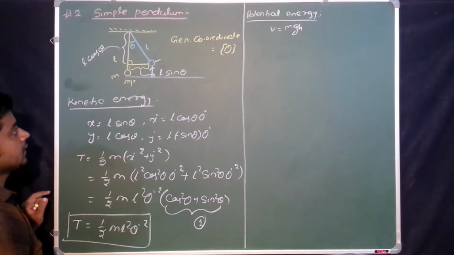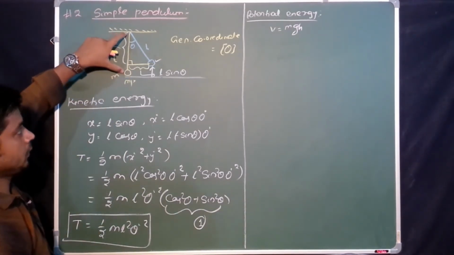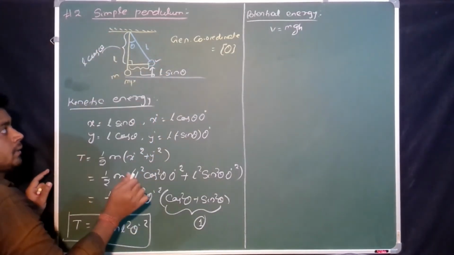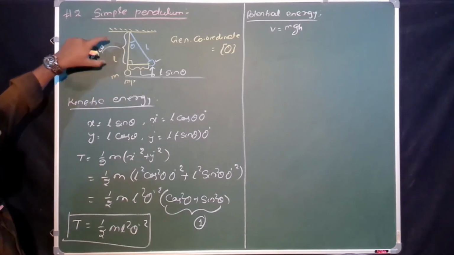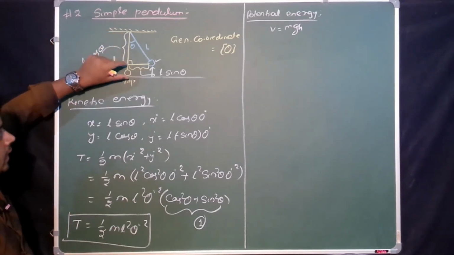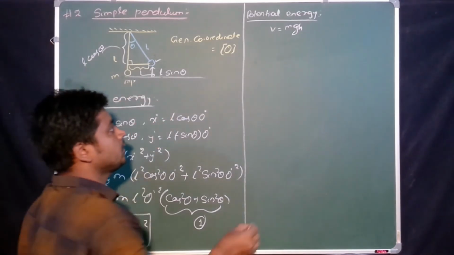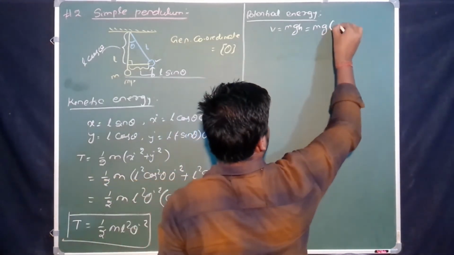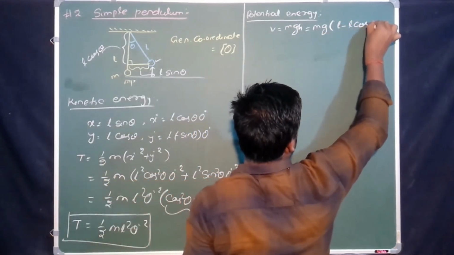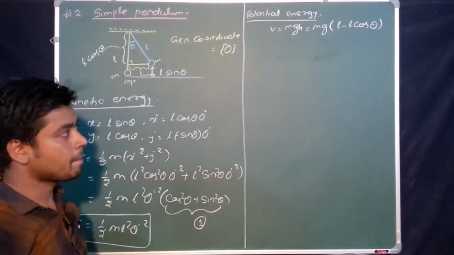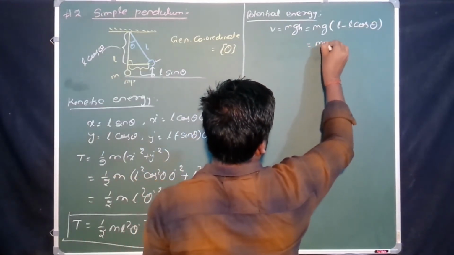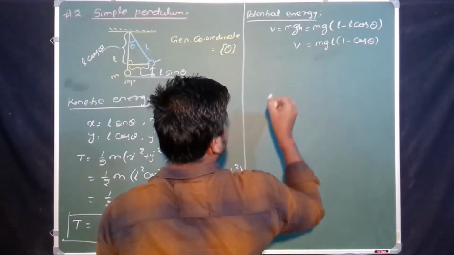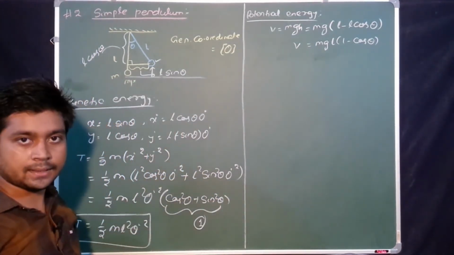Okay. Then just see, this total length is L. If we subtract this L cos theta from the total length, then we can get this height. Yes or no? Just write down here mg. In place of h, we can write L minus L cos theta. Yes or no? Then just taking L common, we get 1 minus cos theta. V is equal to mgL (1 minus cos theta).